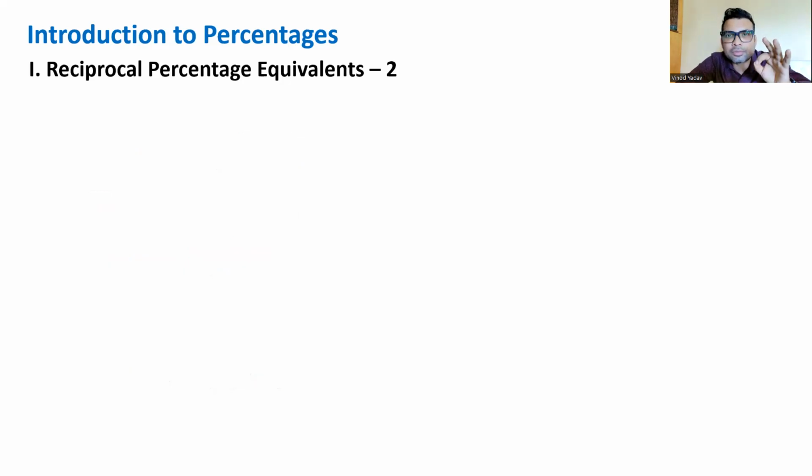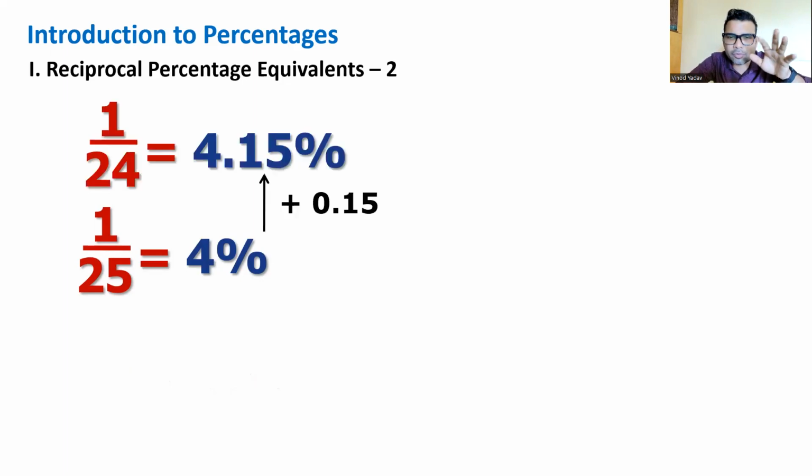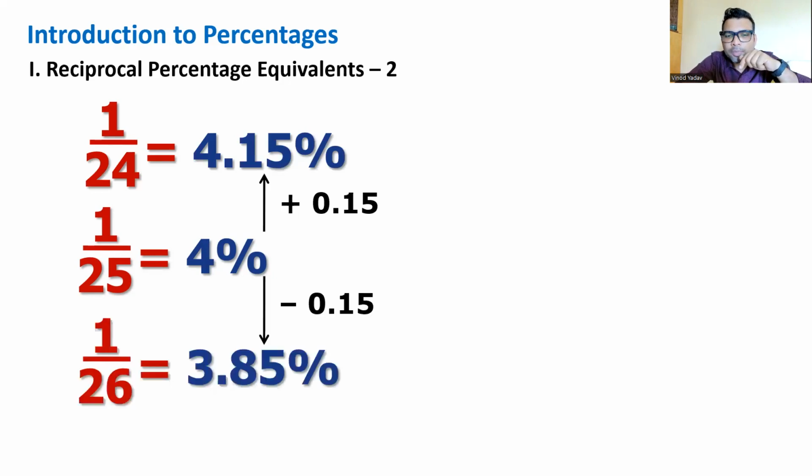Similarly, there is one more group on similar lines. 1 by 25. Very comfortable, 4%, right? So 1 by 25 is 4%. While going up, you'll add. While coming down, you'll subtract what? 4 square is 16. So actually, you can add 0.16. So 1 by 24 becomes 4.16, and 1 by 26 will become 3.84. Doesn't matter that much. So you can follow the same trend. 4 square 16. So add 0.16, subtract 0.16. So 4.15 or 4.16 both are fine. 3.85 or 3.84 both are fine.